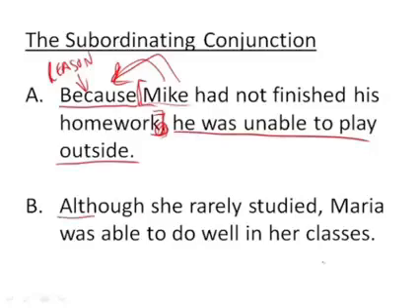Okay, look at B. Although, that's another good subordinating conjunction. There's a contrast going on here. Although she rarely studied, Maria was able to do well in her classes. So the contrast is didn't study, but did well. Again, the subordinating conjunction is although, and if it was just although she rarely studied, period, that would be wrong, because that is a dependent clause. And again, the subordinating conjunction is usually at the beginning of a dependent clause. There's the comma, and that must be followed by an independent clause, because if it's only followed by a dependent clause, that is not a sentence. A dependent clause and a dependent clause do not make a sentence.